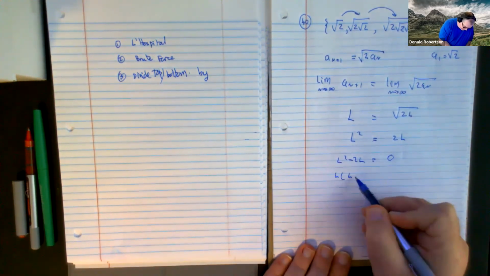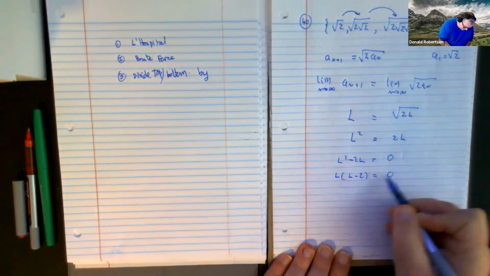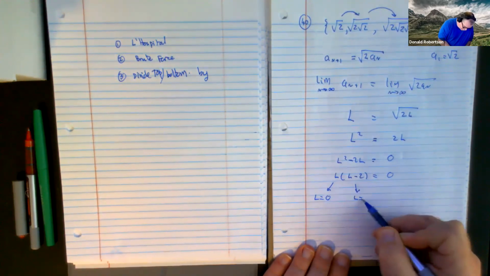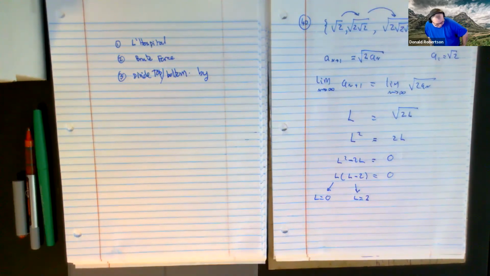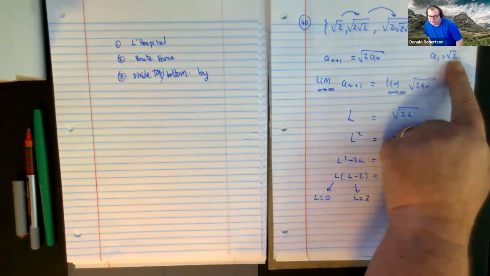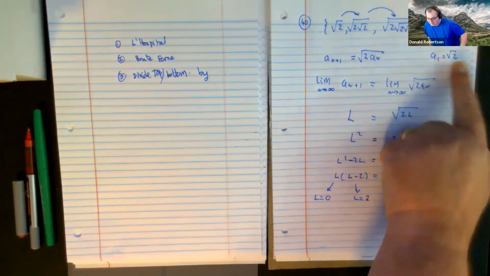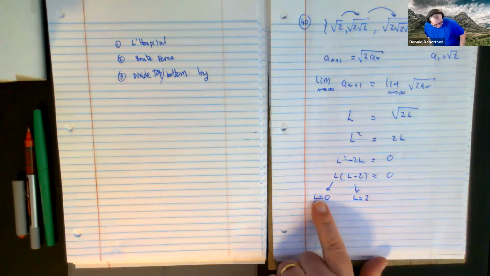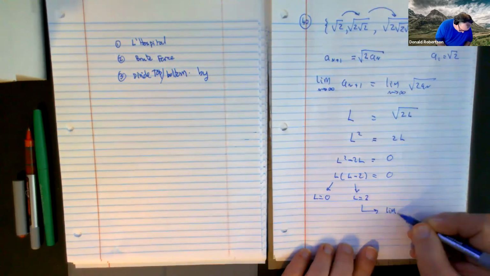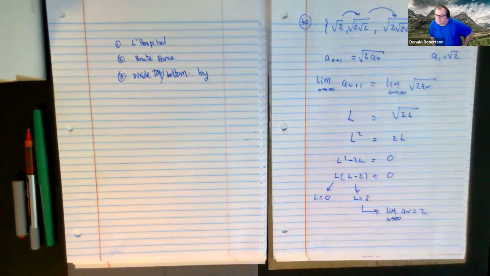Now, how about factoring it? And that means that L could be 0 and L could be 2. And out of those two choices, 0 would only occur if I made the seed 0, right? If I made this 0, everybody would end up being 0. So I'm not using that one. There is our answer. Isn't that kind of cool?